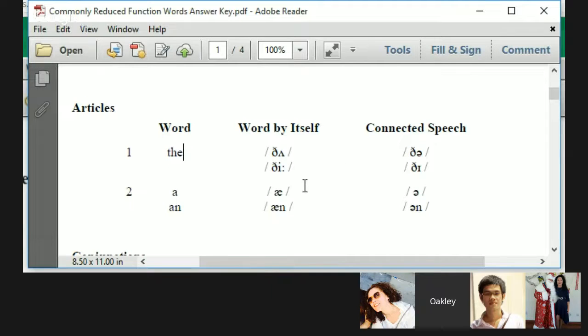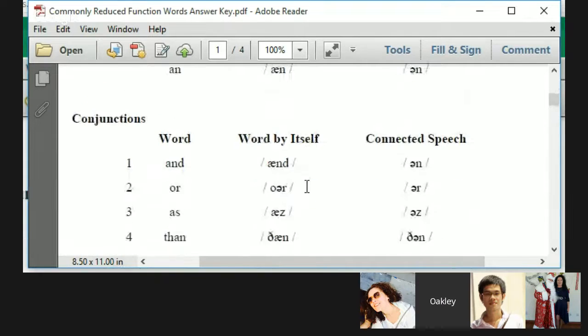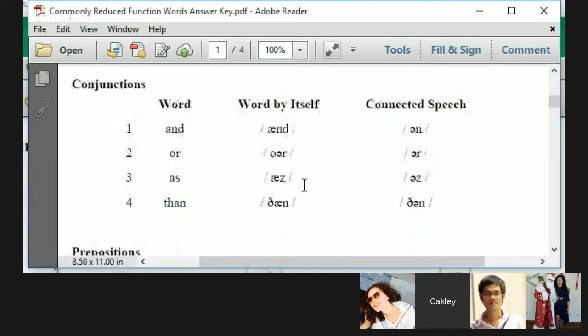Now you guys are going to practice a bunch of words. We're going to look at conjunctions first. All right, Rebecca. We know that the word by itself here refers to what you would see in the dictionary as the correct and proper pronunciation. And that's all well and good when the word is by itself. Obviously, you know this is "and." Rebecca, what would it be in reduced form or connected speech form?